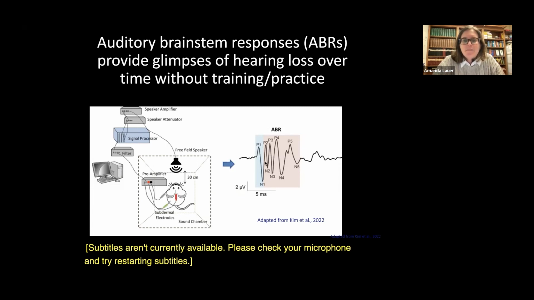So this is a typical mouse ABR, and you can see it's very peaky. We get at least 4 to 5 peaks, fairly simple to measure. In an anesthetized mouse, in about 40 minutes, you can get a whole audiogram.